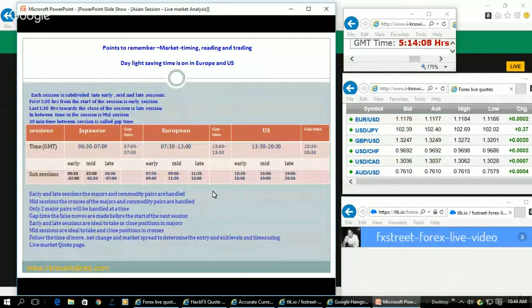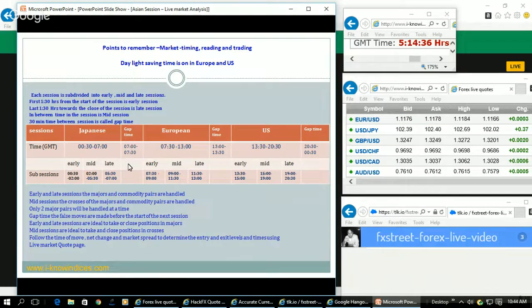Now these are all the session timings. For those of you who are not familiar with that, I'll just explain. The day is divided into 3 sessions. It's a 24-hour cycle. We follow the day using the GMT time frame, and it is divided into 3 sessions. For convenience, I am just calling them the Japanese, European, and US sessions. You can call them session 1, session 2, session 3 also.